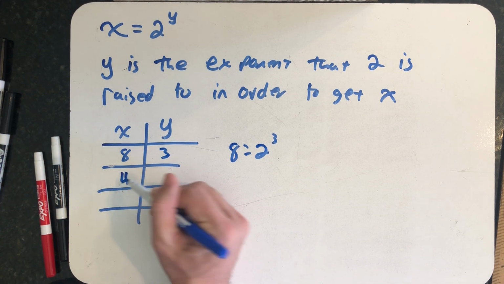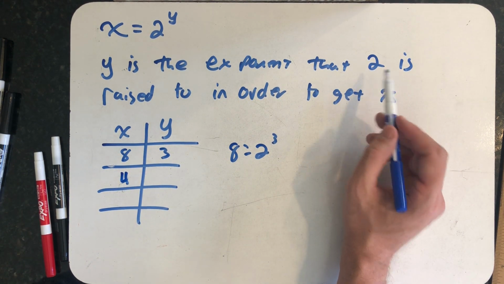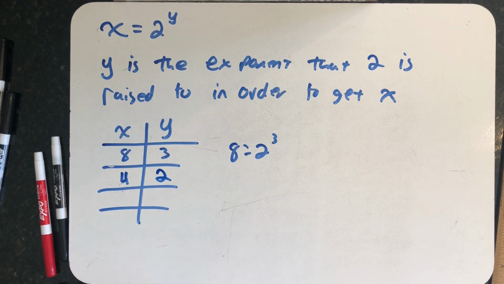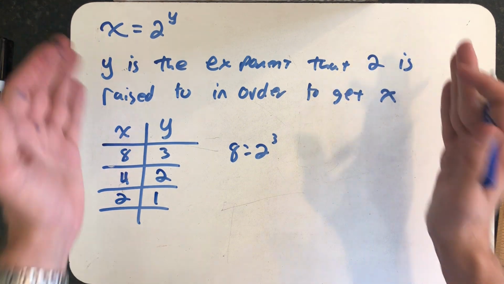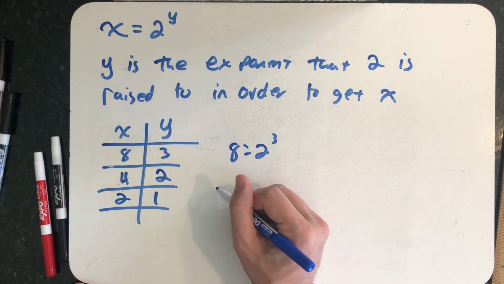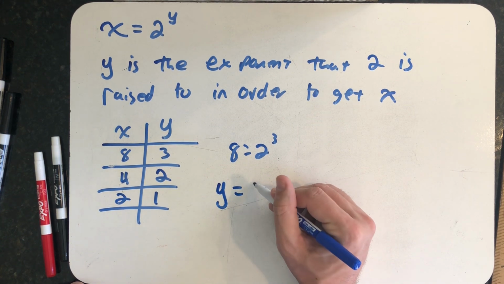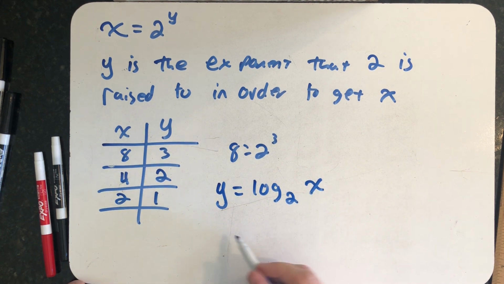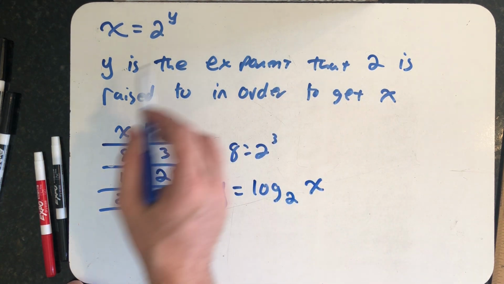I could ask for 4. What exponent do you raise 2 to get back to 4? Well, you get 2. If we plug in 2, the exponent clearly should be 1, and this is a function. And we can think of it as this complete sentence. It's not a real nice way of writing that down, so we have notation for it. And the notation is this: y is equal to the logarithm base 2 of x. This is notation for this statement.